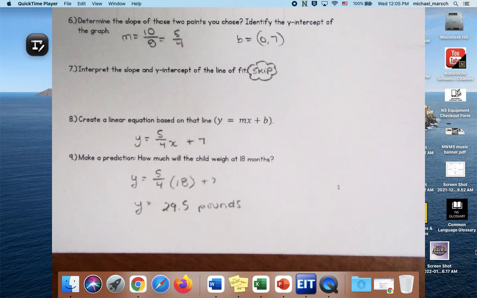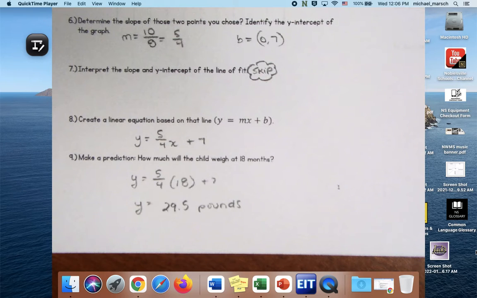Did anybody have a different fraction than mine? Because remember, our trend lines aren't always going to be exactly the same. So your fraction might be different. Maybe you don't have a fraction. Maggie, what did you get? I got 2/2. Great. Which simplifies to 1. Okay, anybody get a different one than 5/4 or 2/2, which equals 1? No?